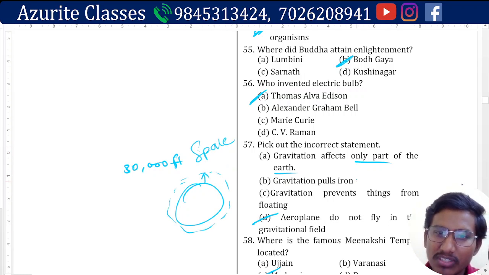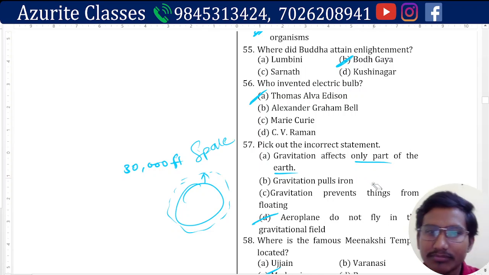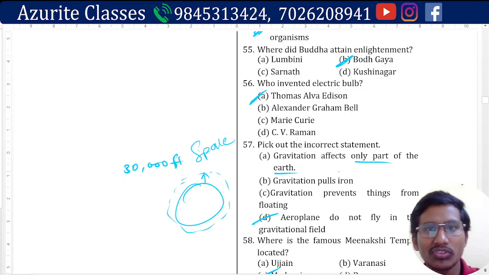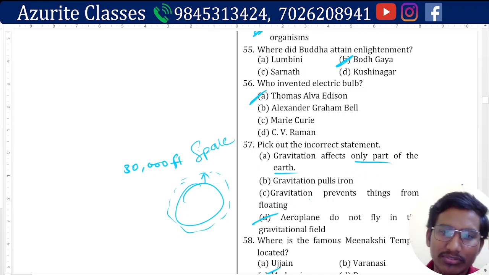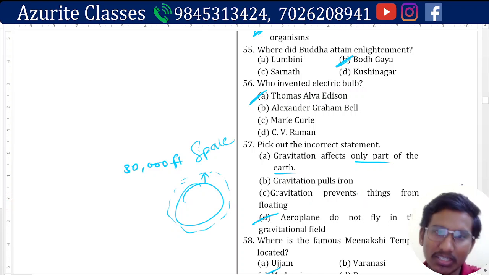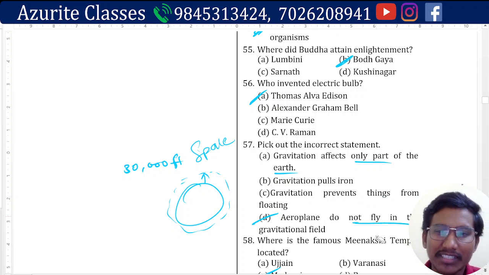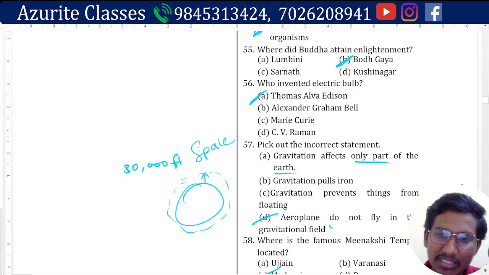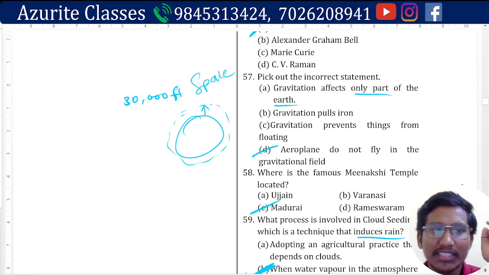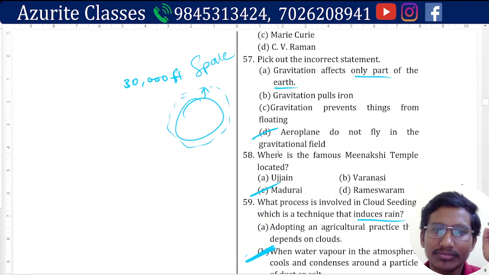So gravitation pulls iron. Yes, it pulls everything towards the ground. If you throw anything, it will come down, right? So that is why it prevents things from floating. Yes, nothing can float, it will come down, right? Aeroplanes do not fly in the gravitational field. No, they will fly, right? They will fly in the gravitational field. So this is the incorrect one. Okay. Yes, that is 57. D is the answer.